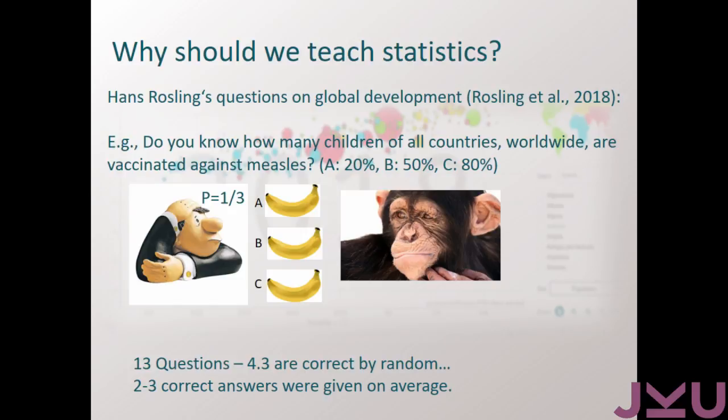Normally he asked 13 of the questions, so maybe if you look up the 13 Gapminder questions, he asked 13 of the questions, and normally you should get right 4.3 and so on questions right. But on average, people guessed right around 2 to 3 questions. So he was thinking that we are biased in how we perceive our world.